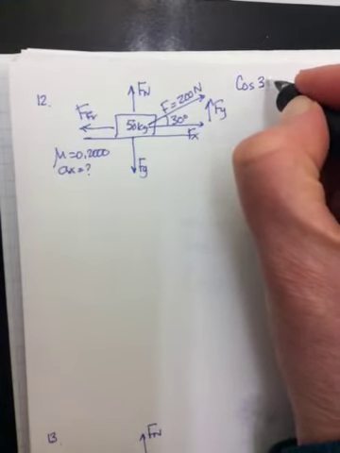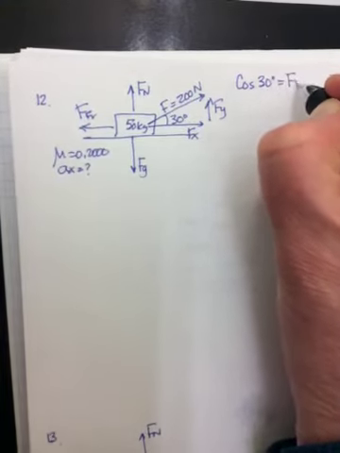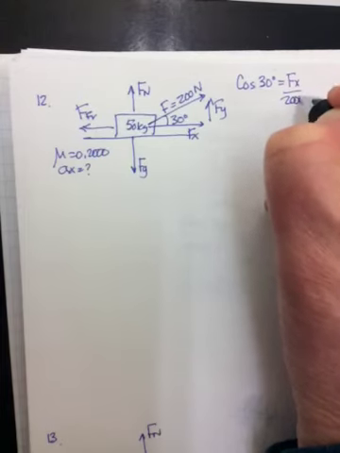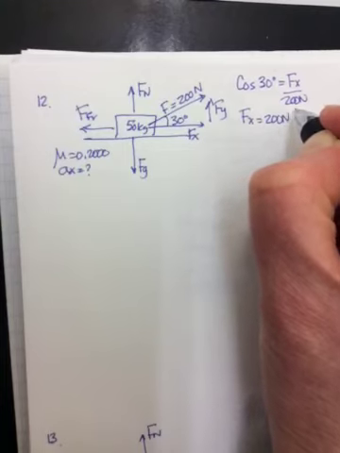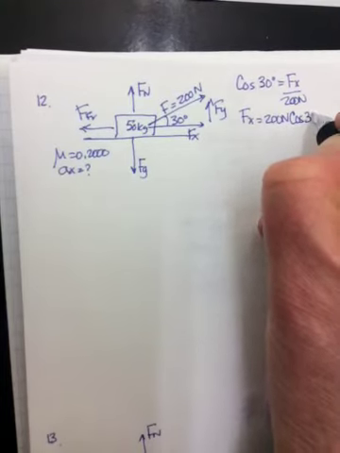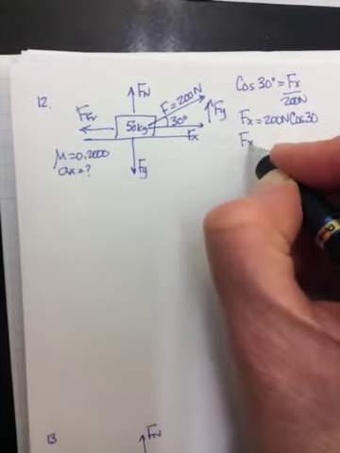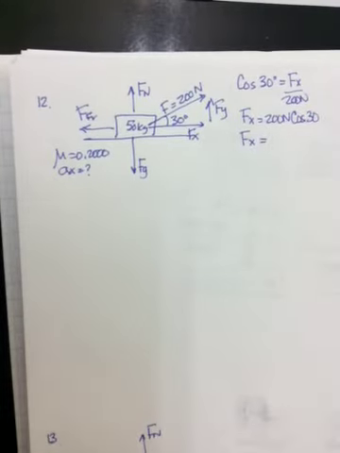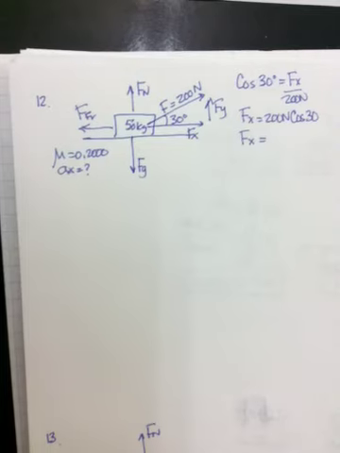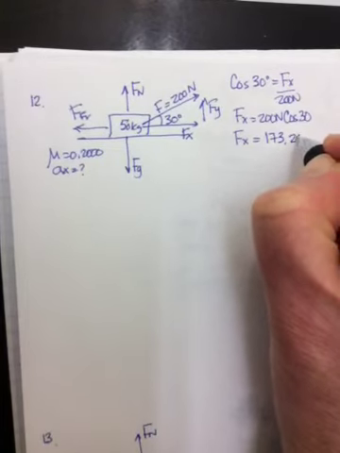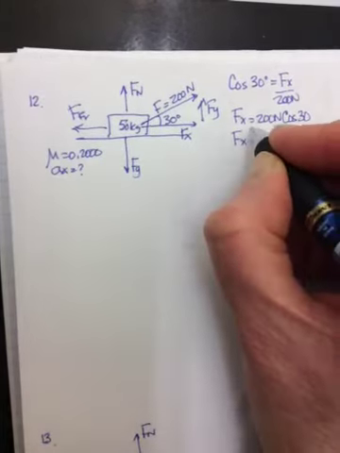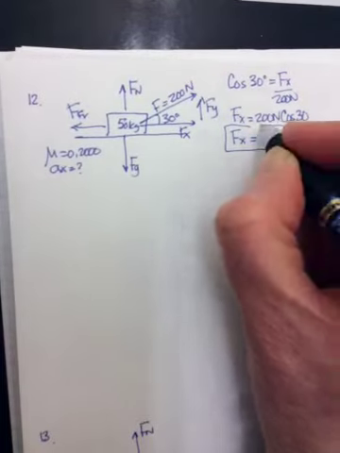So cos of 30 degrees is equal to Fx over 200 newtons. So Fx should be equal to 200 newtons cos of 30. Cos of 30 is 0.866, so 86.6 times 2 should be 173.205 newtons. That's your x component.